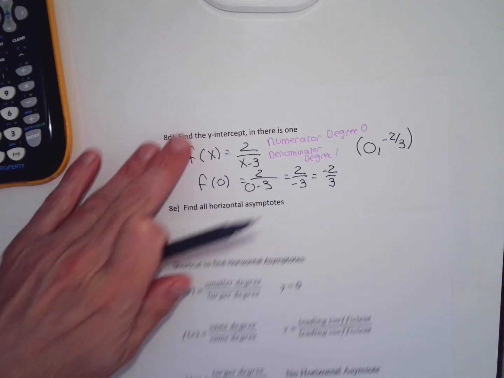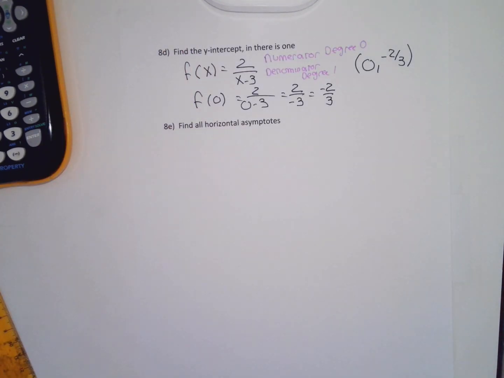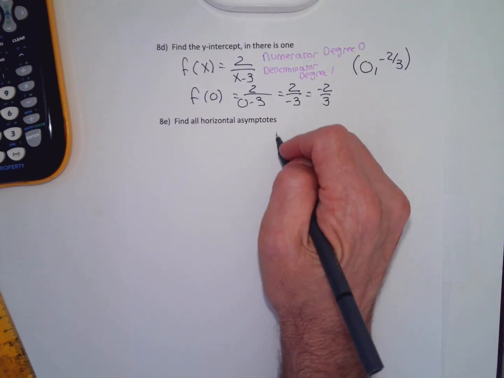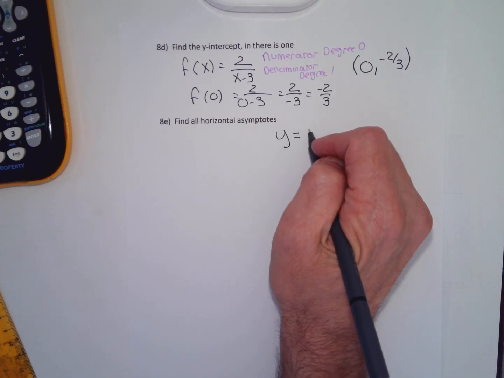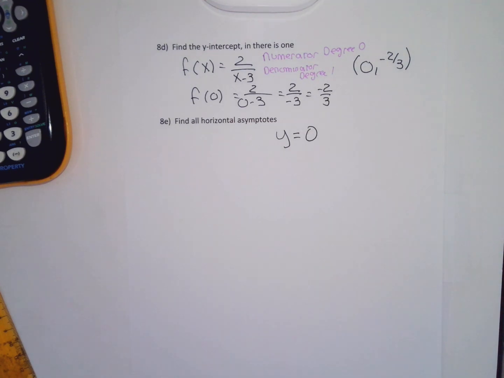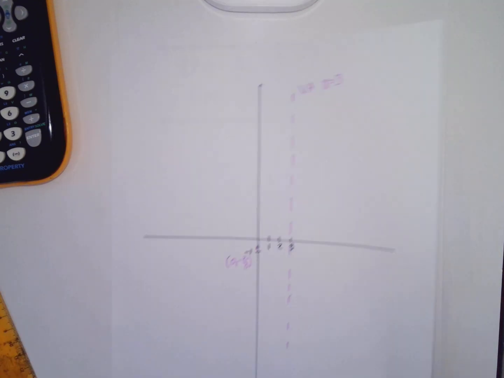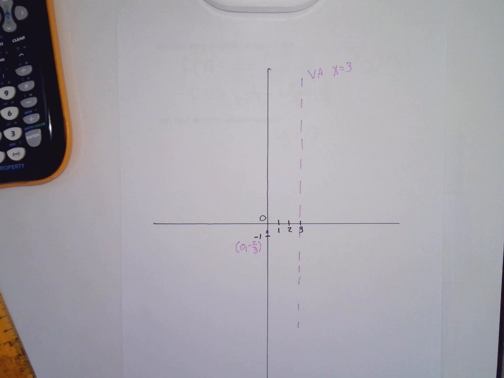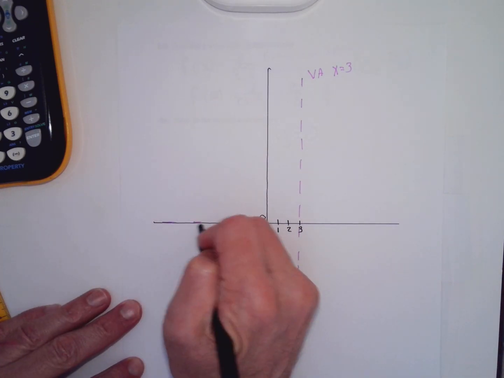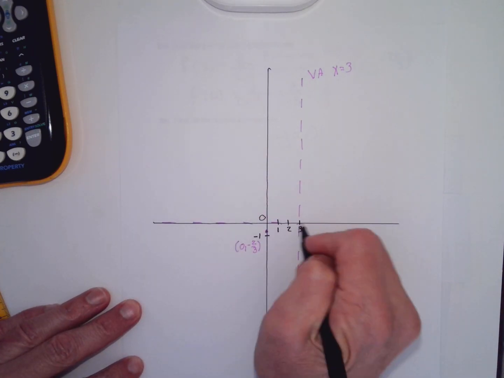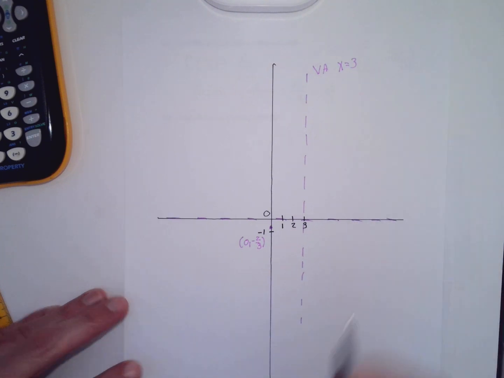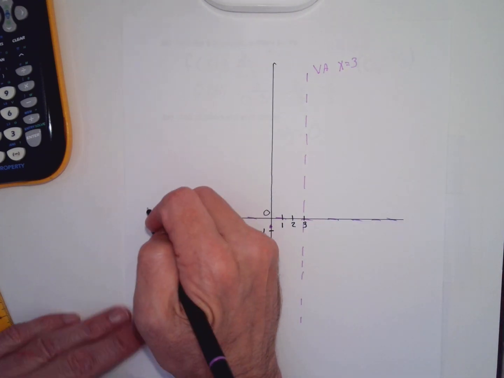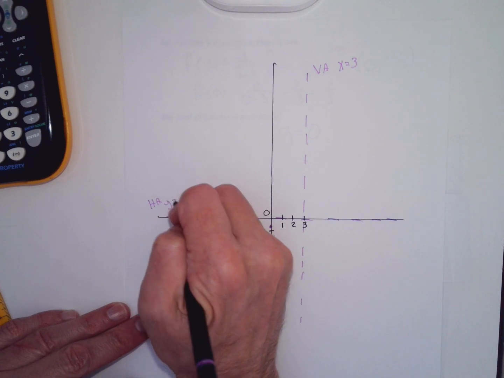So no algebra. You could actually do this with limits, but we're doing enough right now that might feel like too much. So no work, just logic it out from that table. The degree of the numerator is smaller than the degree of the denominator. The horizontal asymptote is y equal to 0. And that's actually the x-axis. Let me draw that in right now. y equal to 0 is a horizontal line that goes through 0 on the y-axis. So there's my horizontal asymptote of y equal to 0.